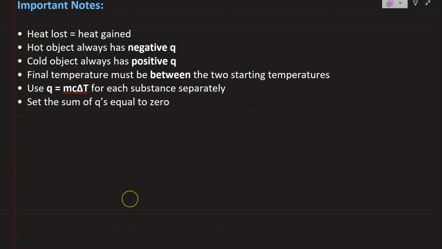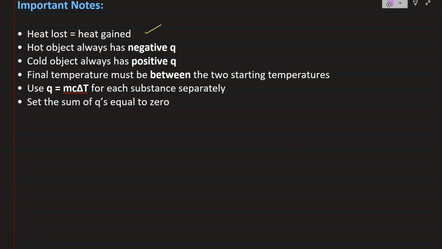All right, let's put them together now. About this lesson, important notes to not forget, common mistakes. Heat lost is equal to heat gain always, or heat loss plus heat gain must be equal to 0. The total heat must be 0. They have to balance each other out. That's the heat balance equation.